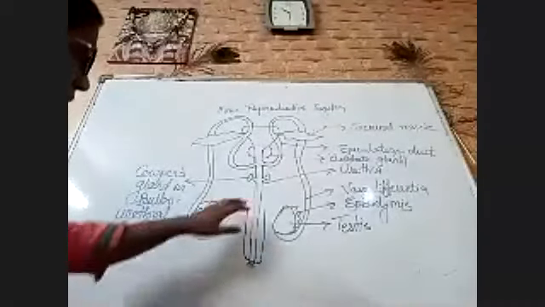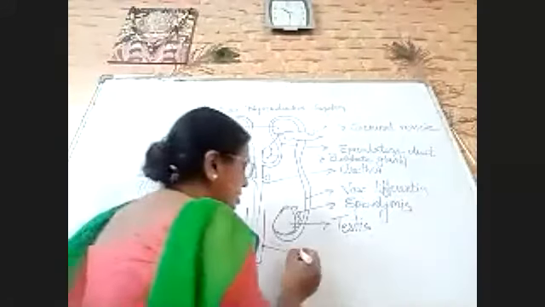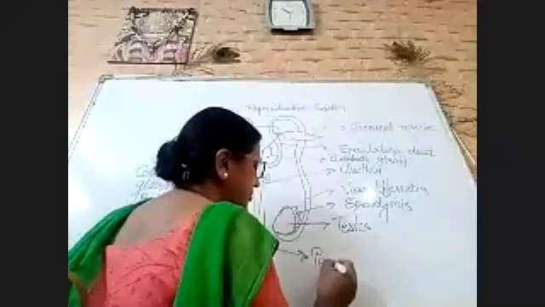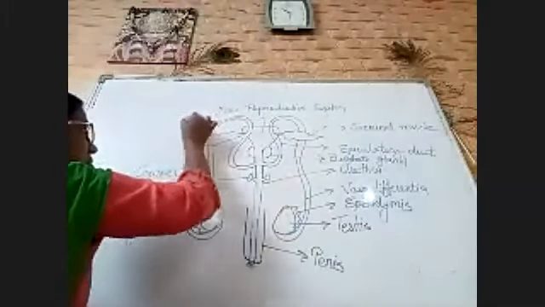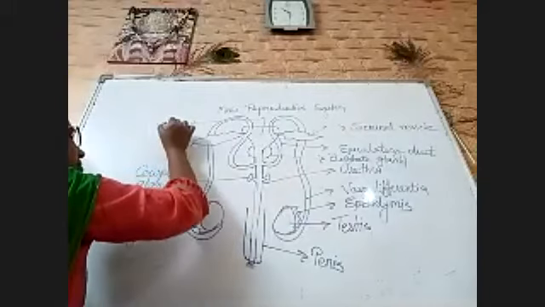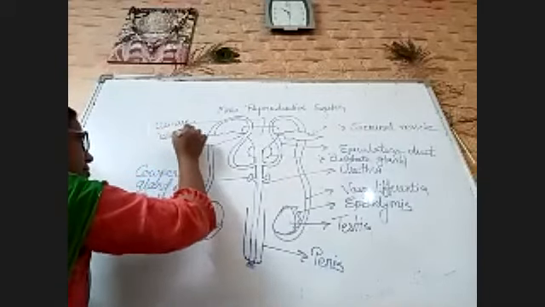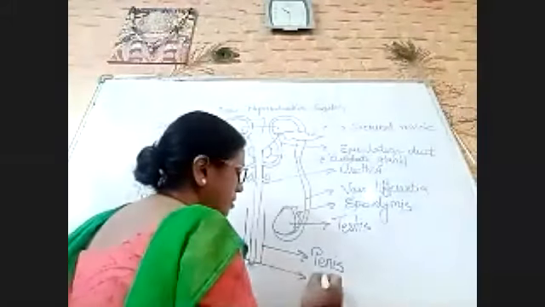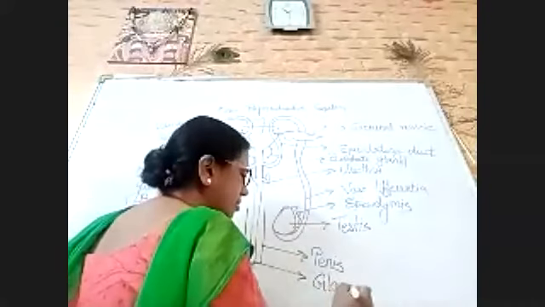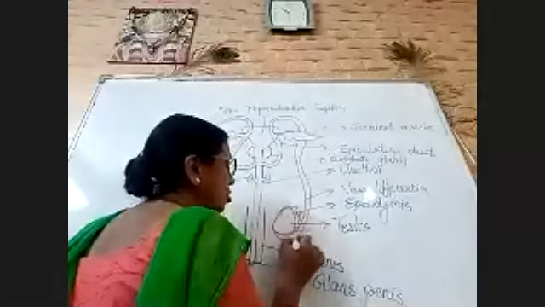Okay, and the next part is the penis. So this is the penis. This one is the urinary bladder. Here this is called the glans penis, and this part is called the scrotum.